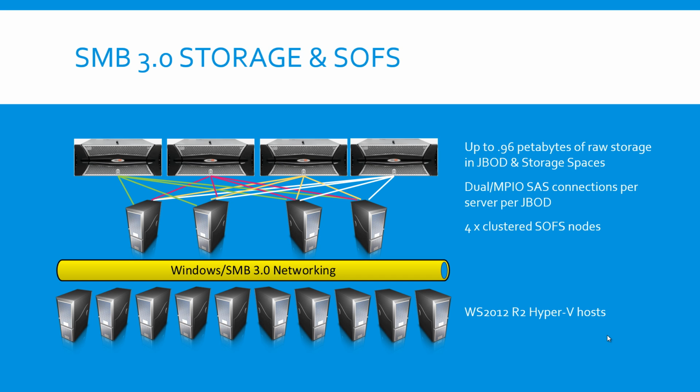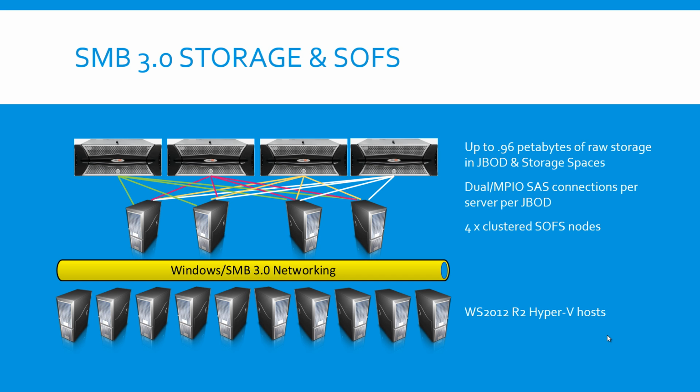Here we have a large implementation, and this is very similar to what Microsoft is doing internally within the Windows Server Build Labs. There are 4 JBODs here, each with 60 disks. Potentially with 4 terabyte drives, we've just under 1 petabyte of raw storage on this. If we implement two-way mirroring, we'd have half a petabyte of fault-tolerant storage, excuse me. There are 4 clustered scale-out file server nodes, and each of those nodes, think of them as being like SAN controllers, is connected to each of the JBODs, and they will each have dual MPIO-enabled SAS connections.